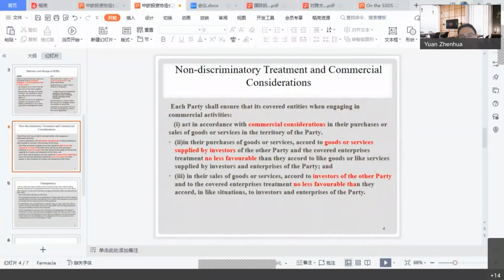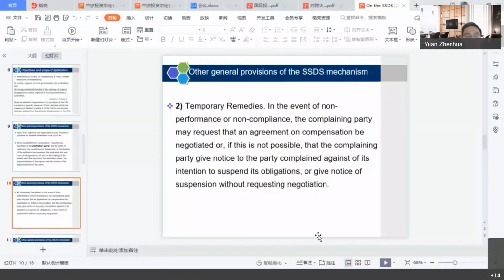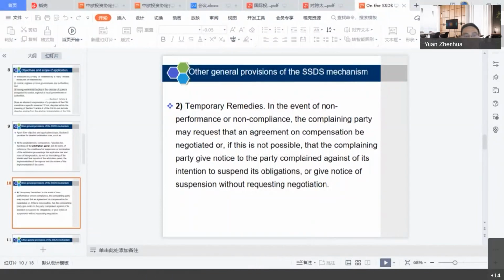Okay. So as for the basic content of the CAI state-state dispute settlement mechanism, I want to say there are some features. The first, I think, is that there exists a restricted scope of application compared with other investment treaties.